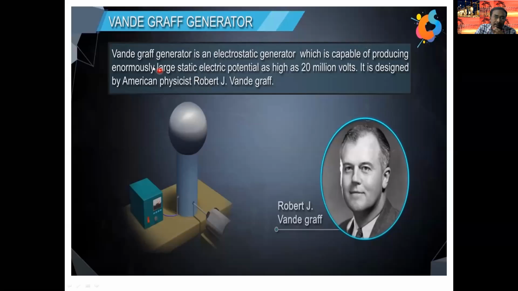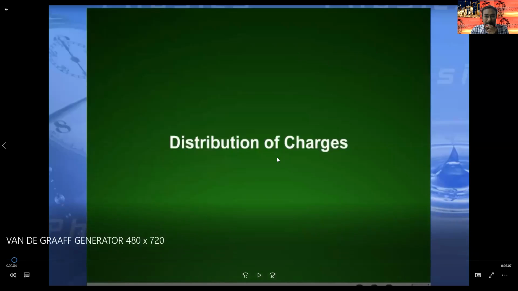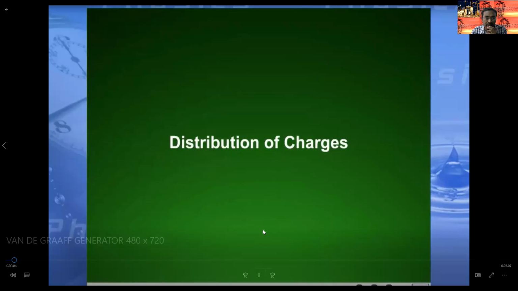The Van de Graaff generator is an electrostatic generator which is capable of producing enormously large static potential, as high as 20 million volts. It was designed by American physicist Robert J. Van de Graaff. He was one of the scientists and physicists who developed the Van de Graaff generator. First we will discuss how the charges are distributed on the sphere of the Van de Graaff generator.